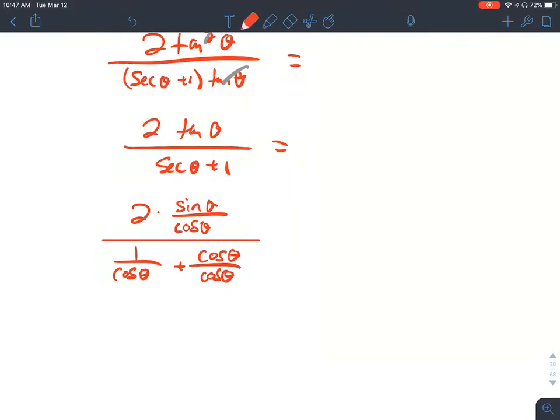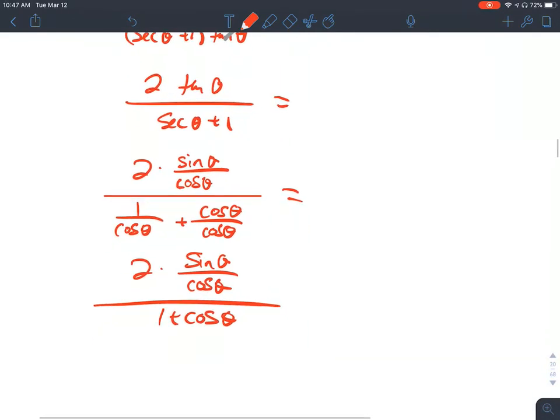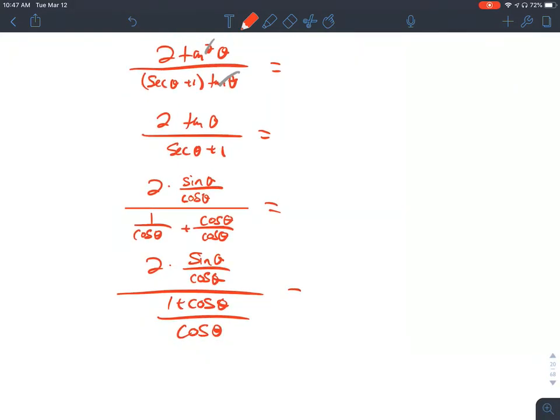That's going to give me 2 times sine of theta over cosine of theta divided by 1 plus cosine of theta over cosine of theta. Now I'm getting pretty excited because I have a 2, which the right side has, I have a sine, which the right side has. I have a 1 plus cosine of theta, which the right side has.